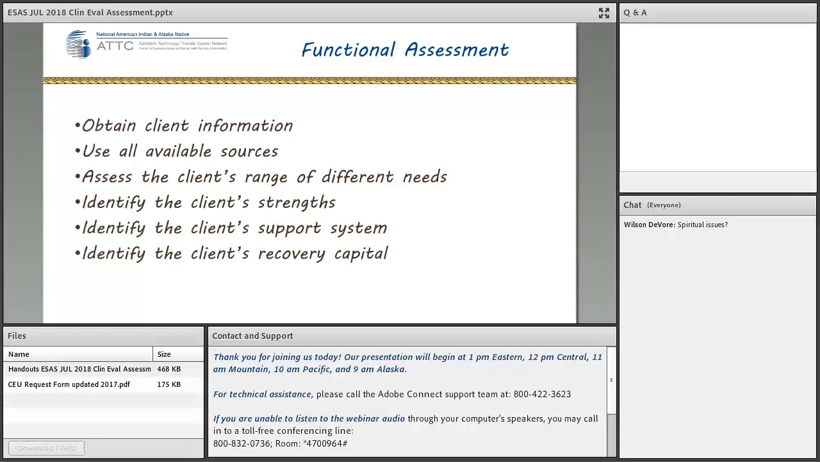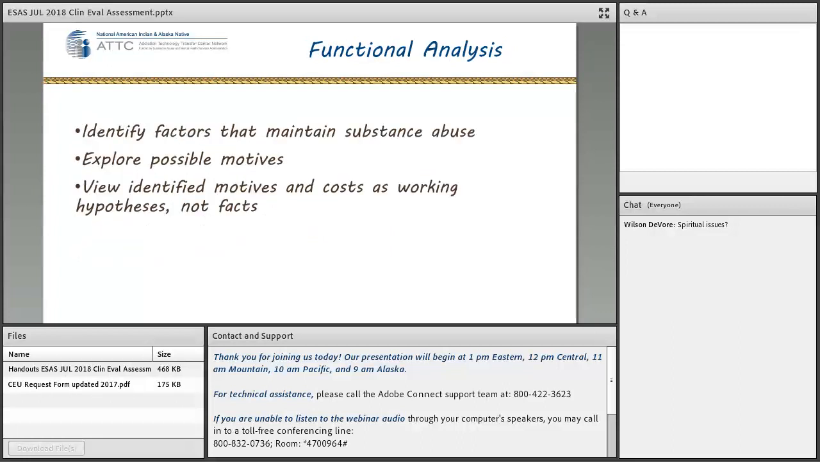So remember, culture is seen as a strength, and it's also a prevention tool. That's something that is really coming out: prevention. Culture is very important.